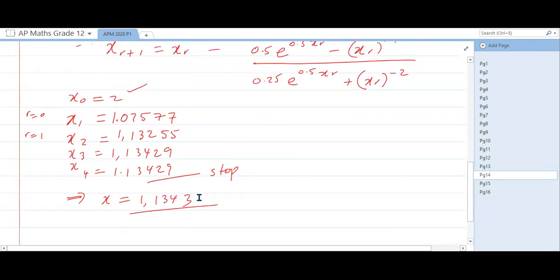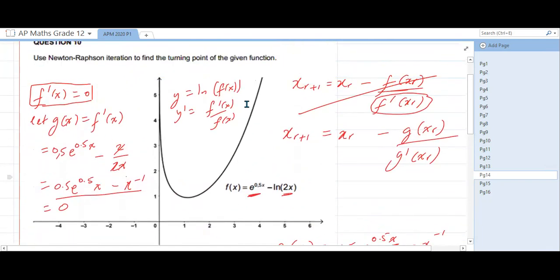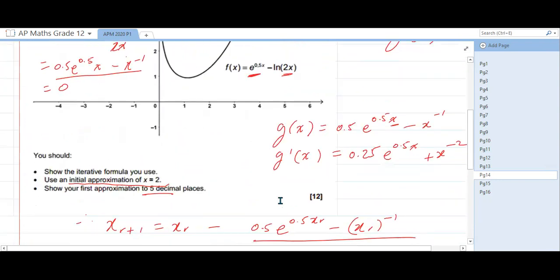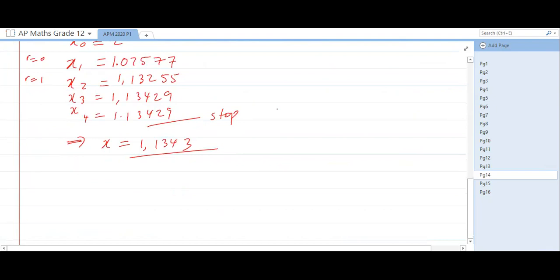Now, we wanted to find the turning point of this function. So we found a solution to g of x. Now, x equal to 1.1343 is a solution to g of x. If you want to find the turning point, remember we found a critical value. This x value is a critical value. To get the y value, we always need to take this and substitute into the original.